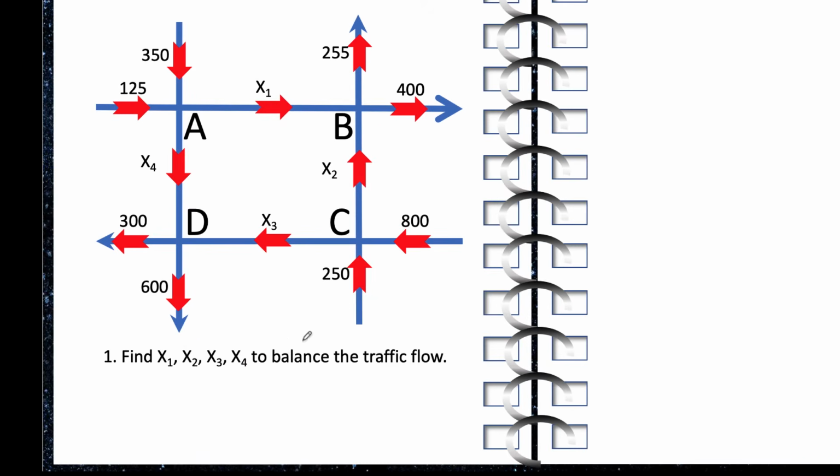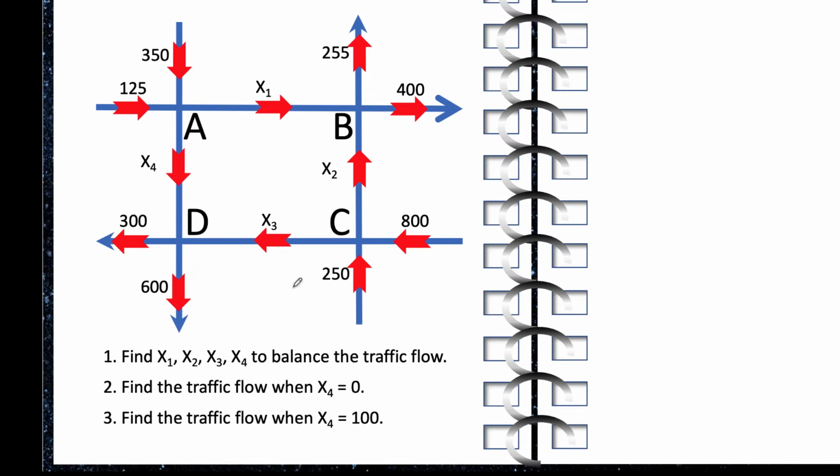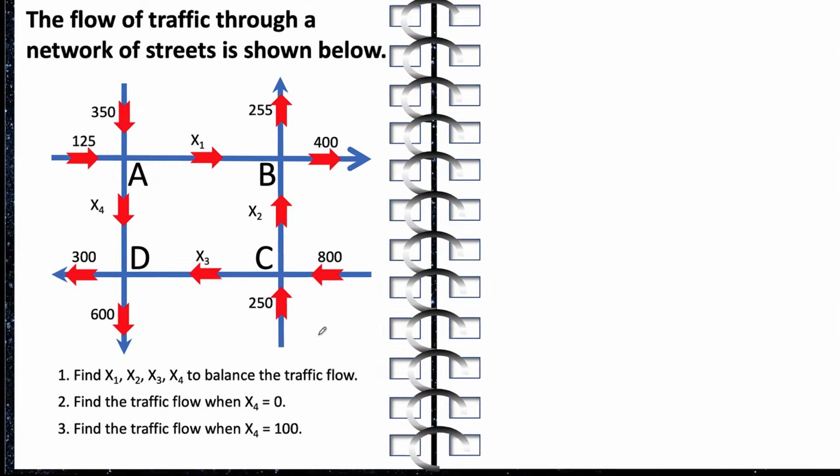Now the question is, number 1, find the values of x1, x2, x3, and x4 in order to balance the traffic flow. And number 2, let's say there is construction happening between intersection A and D and we close this road, meaning the value of x4 is 0. What would be the effect of that on the flow of traffic to the other 3 intersections? And number 3, find the flow of traffic if we limit the number of cars that can enter the road AD to a rate of 100 cars per hour. You can pause the video and see if you can solve this traffic flow problem.